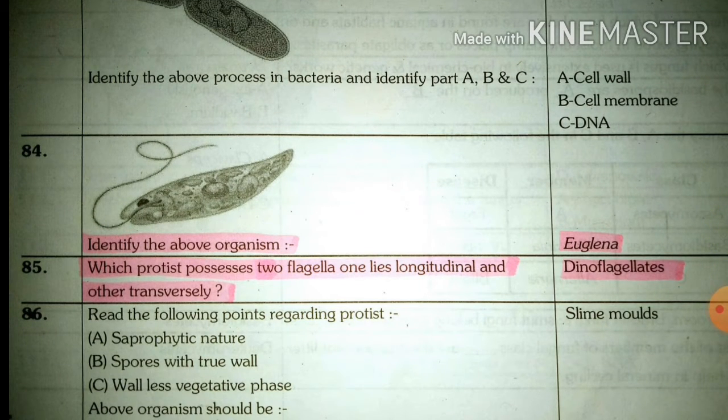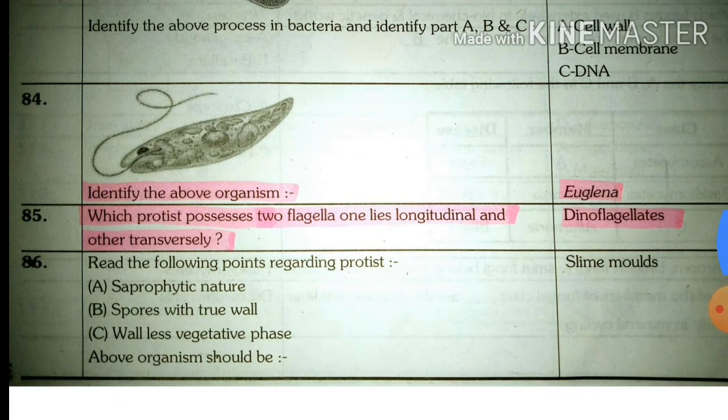Identify the above organism. It is Euglena. This organism is Euglena, and you can see this hair-like structure, that is heterocont flagella. Which protist possesses two flagella, one lying longitudinally and the other transversely? Dinoflagellates.